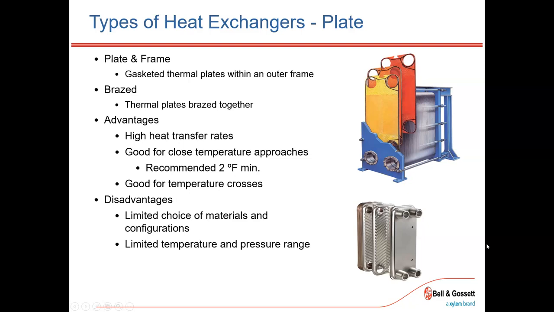The disadvantages is the limited choice of materials. So whether it's the limited type of gasket materials or different metals that we can press together, with the gasketed we do have more options. We can have titanium plates, we can have different options for stainless, but at the same time we don't have the same offering that we could do, let's say, with the shell and tube. But a lot of these materials are quite resilient, so you really don't need those additional options. And with those limited material options, that's kind of what gives us the limited temperature and pressure range.